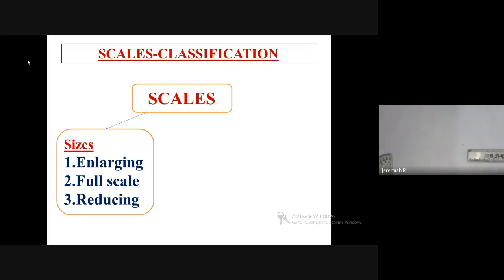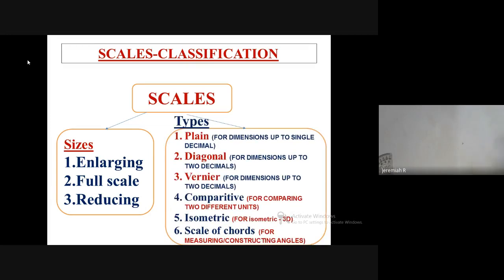So reducing. I already told you if there are some big buildings, some dams, or just imagine a big robot, I want to draw in a drawing sheet, we have to go for reducing scale. So there are 6 types, but from the exam point of view only the first 3.